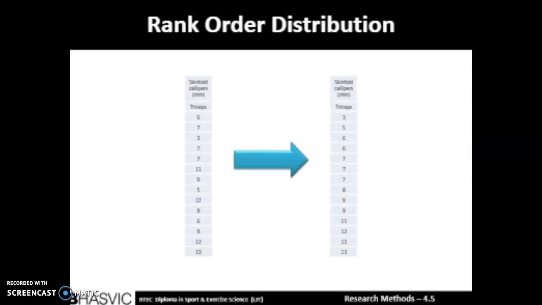Rank order distribution is when you get the results from the data that you have found and you order them from lowest to highest, and is most commonly used when the numbers are below around 20. In this example, we use the data that we got from the skinfold calipers on the triceps, as all the answers were below 20, and it is easy to rank from the lowest being 3 all the way to the highest being 13.